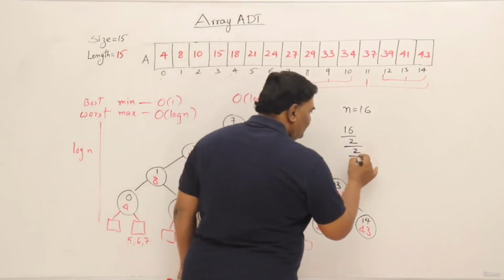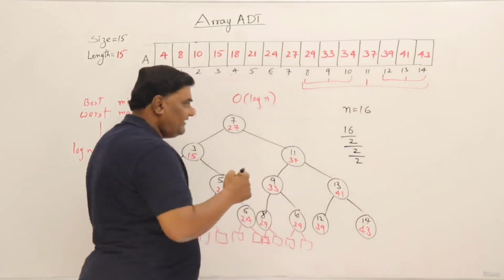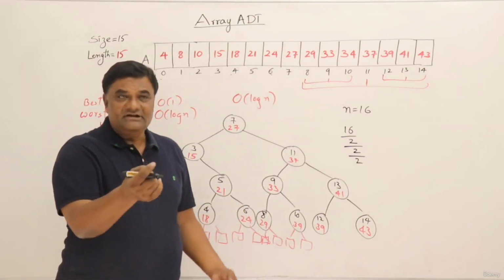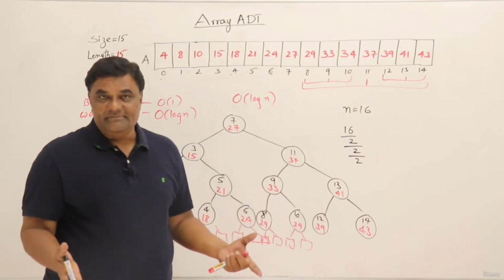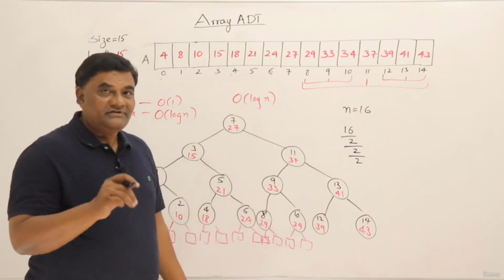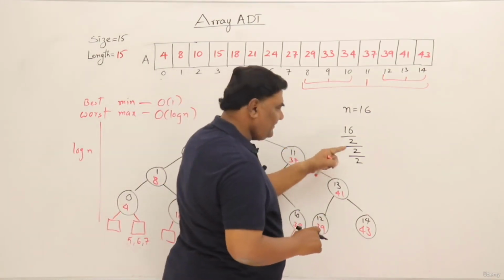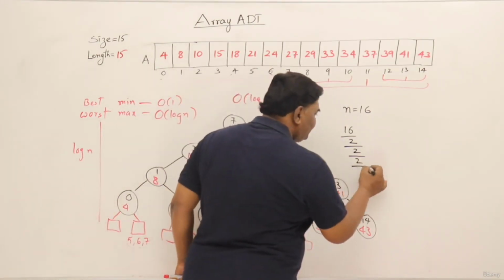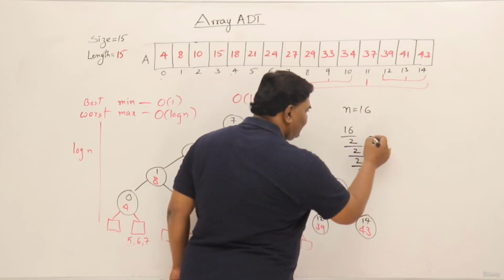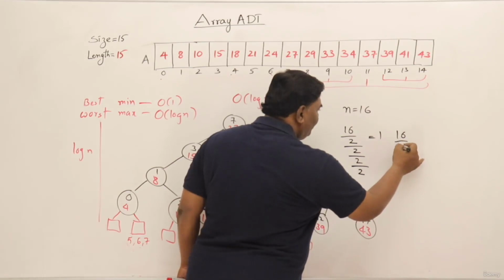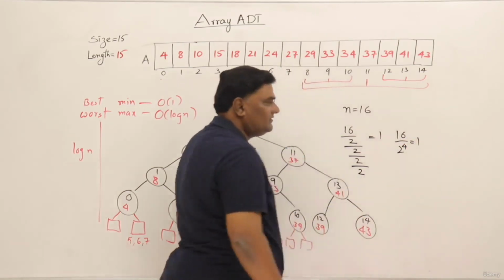Then again divided by 2. So how long can this keep getting divided? Until you are left with just one number. If there is only one number, you cannot proceed beyond that because there are no more numbers. So the last step should stop at 1. So 16 divided by 2, divided by 2, and divided by 2. How many times should I divide 16 by 2 such that it reaches 1? I should divide 16 by 2, 4 times, so that it reaches 1.